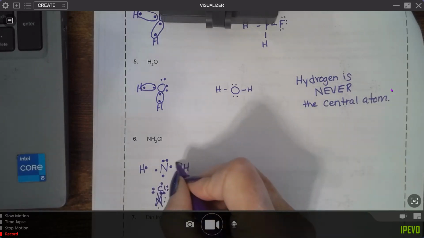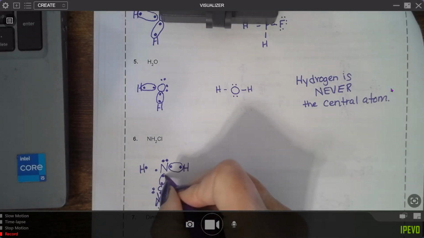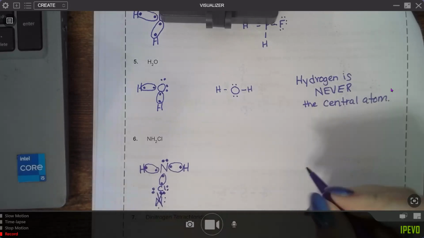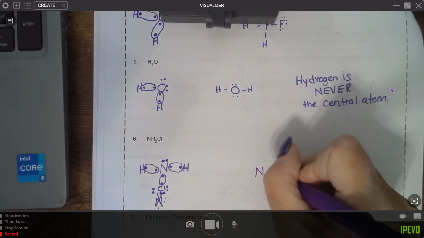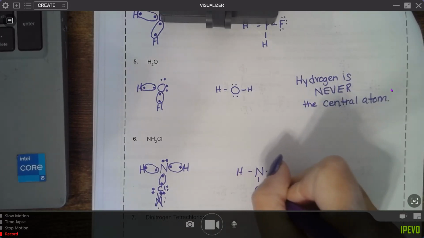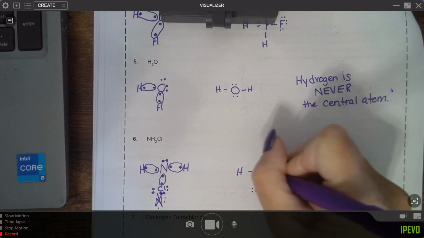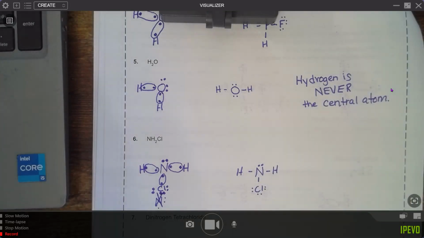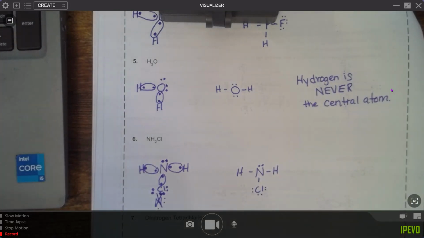All right, but my bonds are going to form between the solo electrons, and that's going to give me this as my final Lewis structure. Okay? All right.